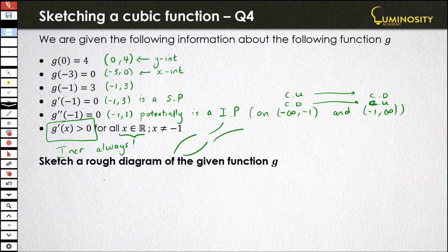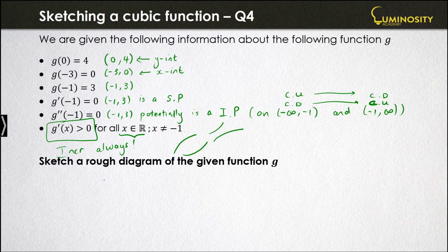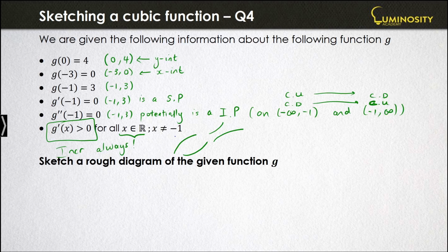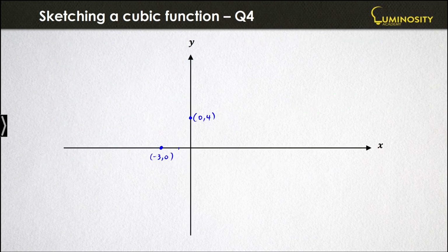Okay, so let's go ahead and put the intercepts down first. So (0, 4), so that's up here somewhere. That's the y-intercept. And then (-3, 0), that was the x-intercept. Okay. So we've used those two pieces of information. We have a point (-1, 3), so we can plot that on our graph. So there's -1 and 3 is over here. So that's the point (-1, 3).